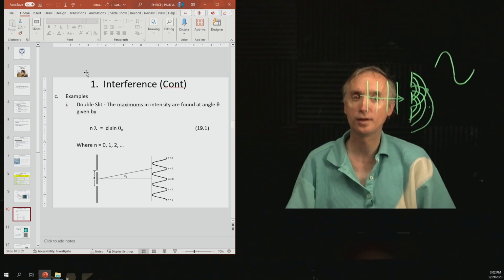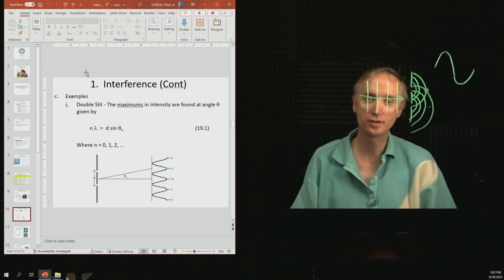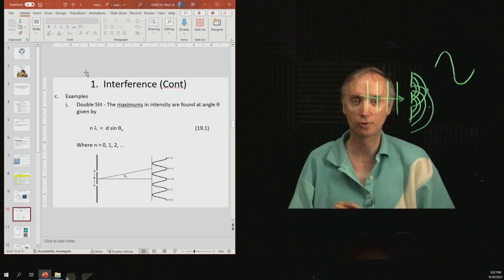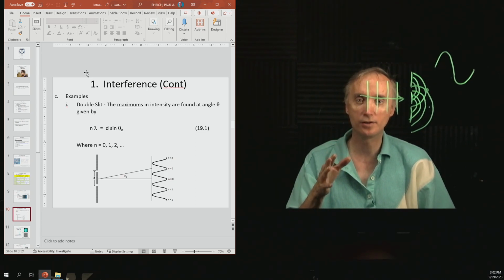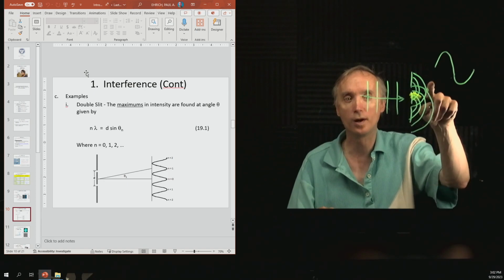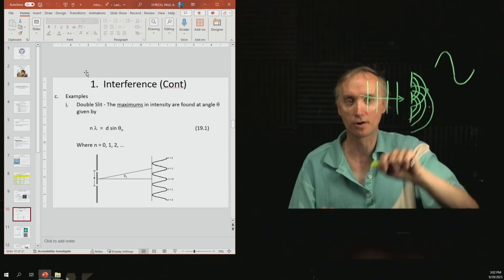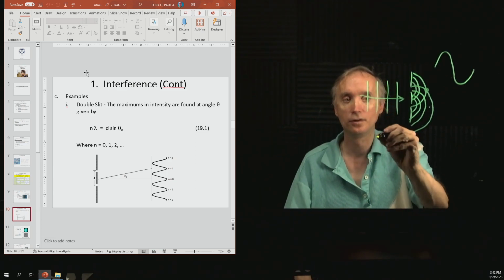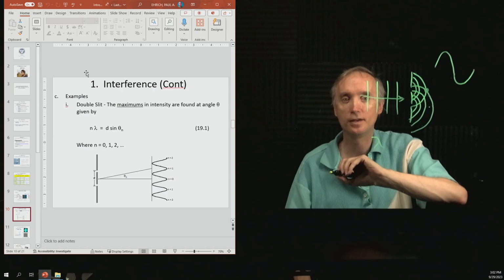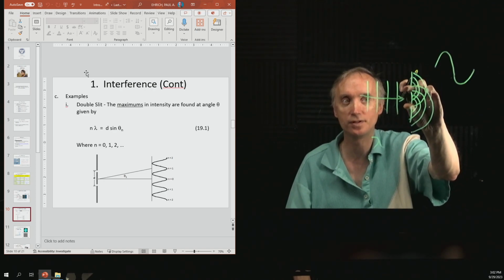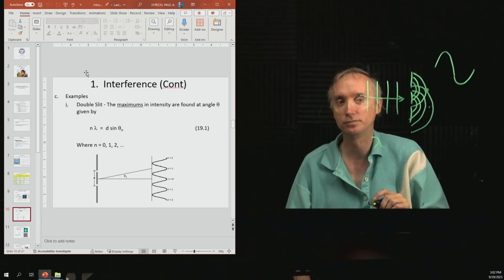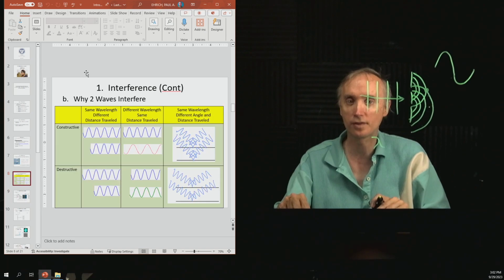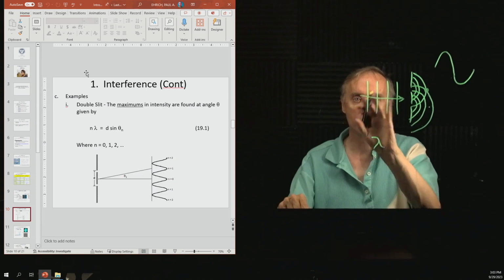Okay, and so there is a formula for this. You're not responsible for the formula. But this formula allows you to actually calculate where it is going to be bright and where it is going to be dark. And look at the formula, do you notice it depends on the wavelength, and then it depends on distance, the distance between the two slits, and then it depends on the angle. Well, those were the three things off of this chart. So don't worry about the formula.